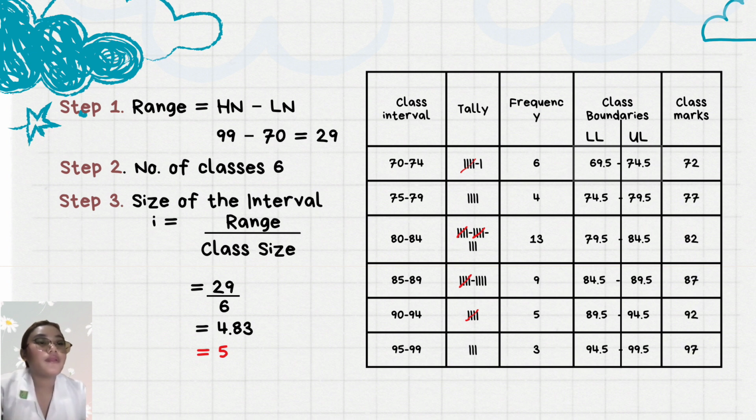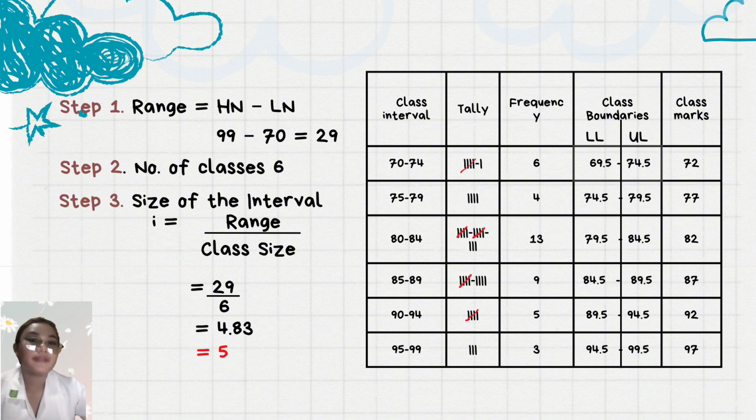Okay, 74.5 plus 79.5 divided by 2 is 77. 79.5 plus 84.5 divided by 2 is 82. 84.5 plus 89.5 divided by 2 is 87. Then 89.5 plus 94.5 divided by 2 is 92. And then 94.5 plus 99.5 divided by 2 is 97. Okay, did you get it?